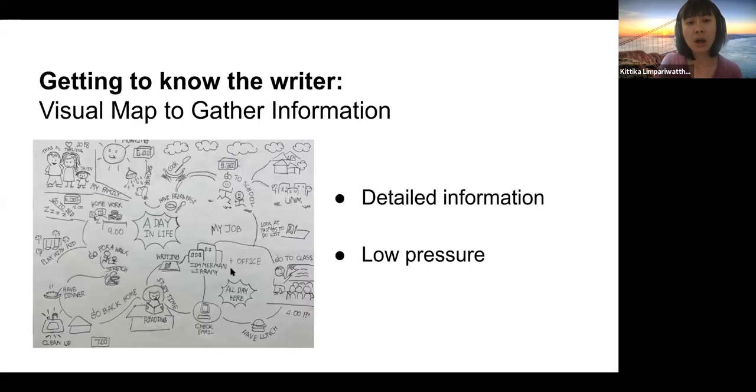So maybe if we want to give feedback in the writing classroom, we can have the student draw a map of how important it is for them to write in English. Maybe we can get a sense of where our students are in terms of the zones, right? The zones of proximal development that we've been discussing throughout this semester.